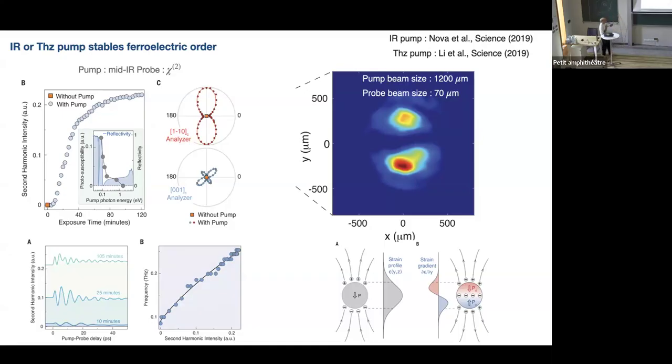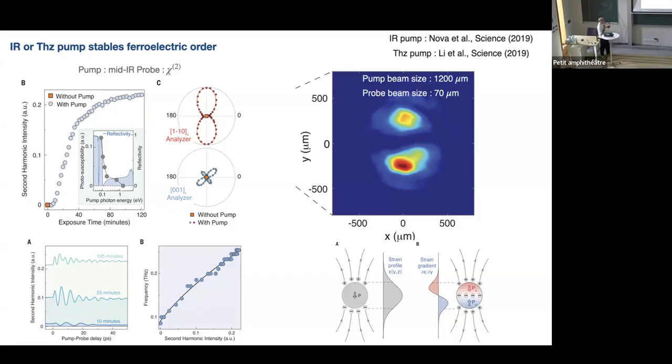And what they found is that as a function of the exposure time, the intensity is increasing. But what is very surprising in this result is that the time scale is extremely long. So you excite your system with a picosecond pulse, but then over a minute, the system just changes. So it remains a bit of a physics puzzle, in a sense.